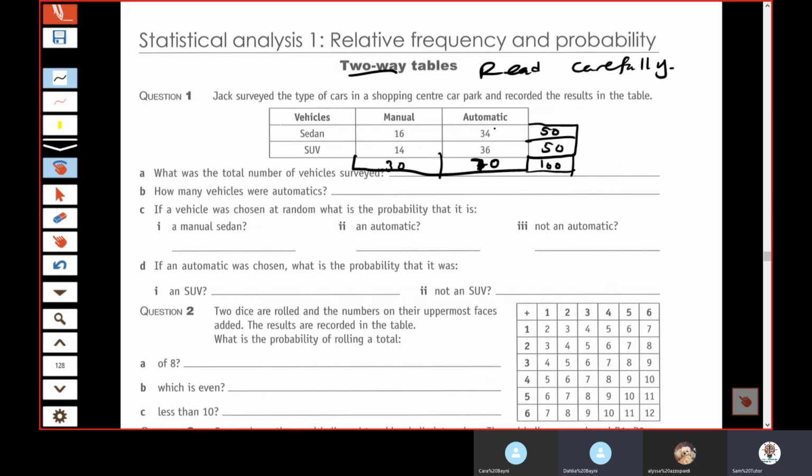See the difference there? I want to pick up a sedan. How many of them are automatic? You would say, okay, sedans, there's 50 of them, and then 34 out of 50, compared to I want to pick up an automatic. So you would say, okay, there's 70 automatic cars. How many of them are sedans? You would say 34 out of 70. And then if I said, I'll just go randomly into a shopping center car park, and I want to work out how many automatic sedans there are, well, that would be 34 out of 100.